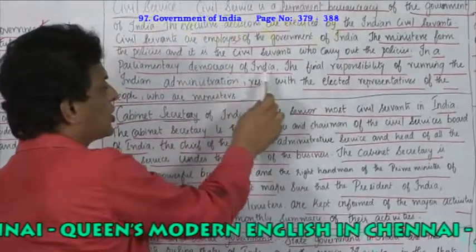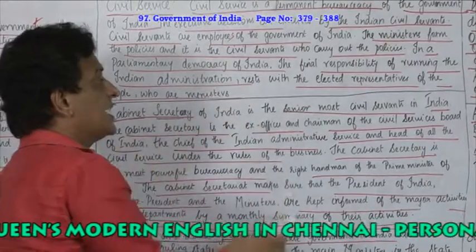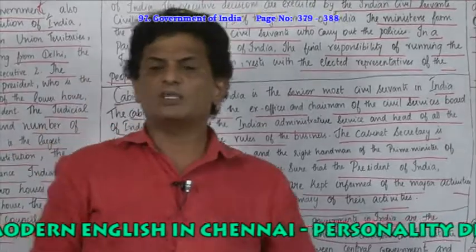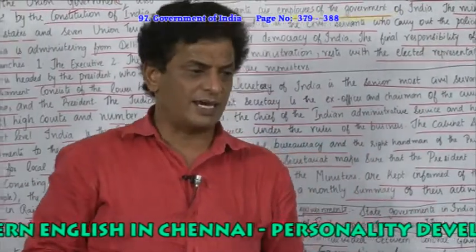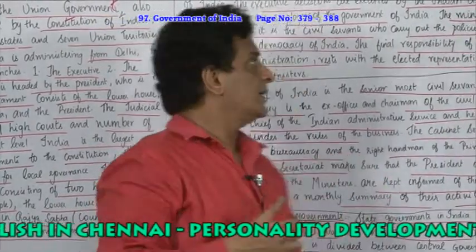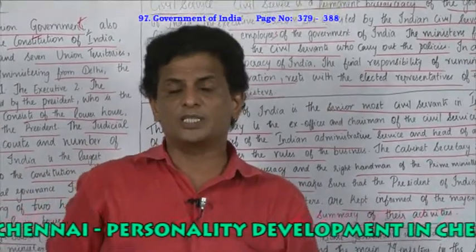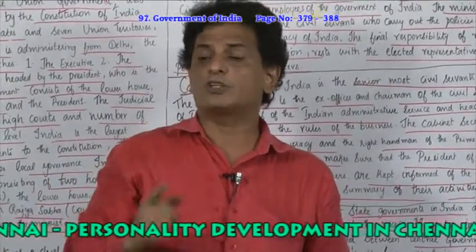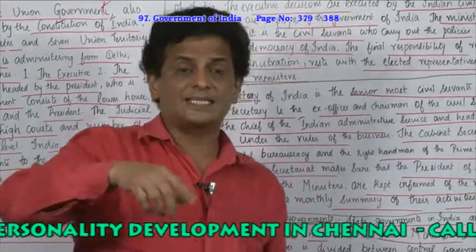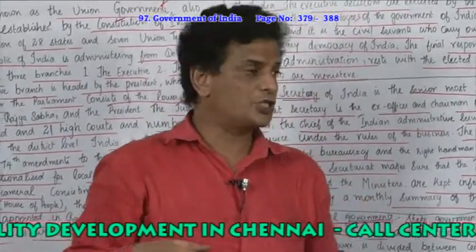In a parliamentary democracy of India, the final responsibility of running the Indian administration rests with the elected representatives of the people, who are the ministers. Even though the IAS, IPS, IFS officers are there, who is the head of the Indian civil service? It is the elected representatives, the ministers. The ministers dictate, and the IAS and IFS officers have to do what the ministers have decided in the cabinet under the head of the Prime Minister.